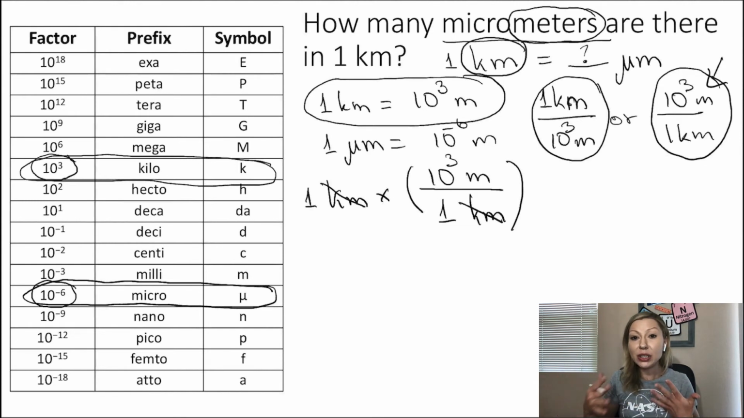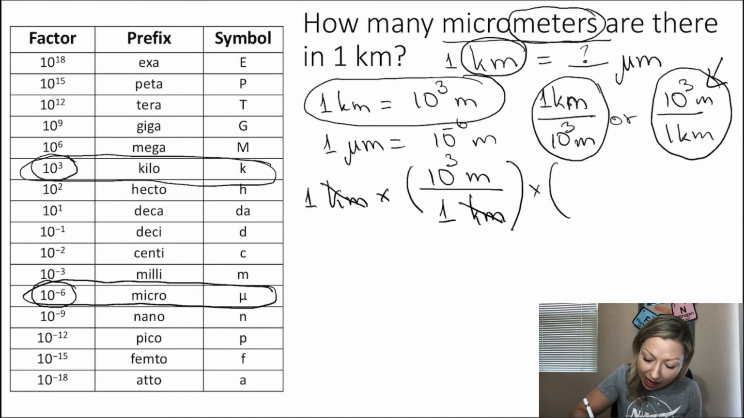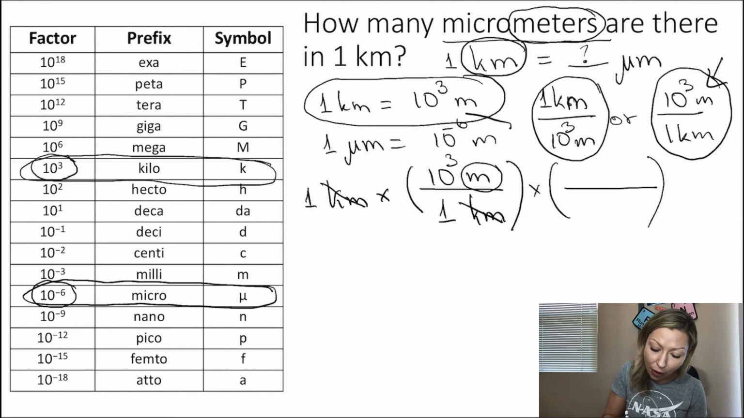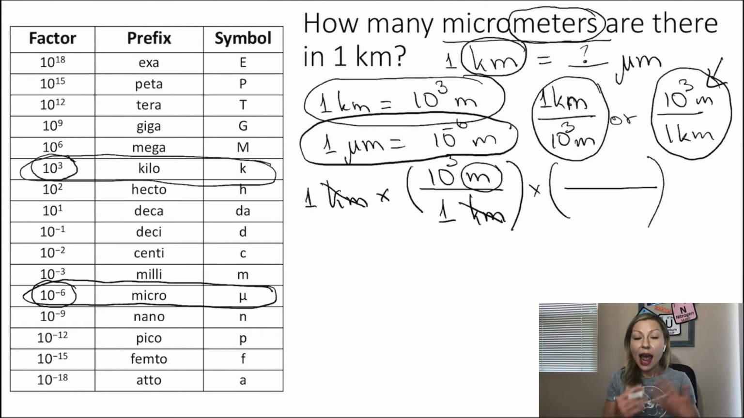Okay, but meters, I'm not looking for meters, I'm actually looking for micrometers, right? So, because I'm looking for micrometers, I still have to cancel the meters out. So when I'm using my next fraction from this expression right here, how should I set up my fraction? Will the meters go on the bottom or on the top?